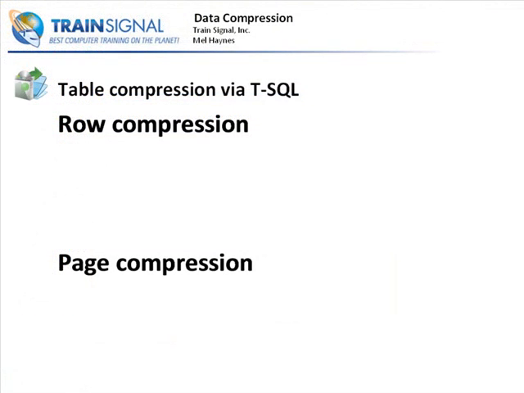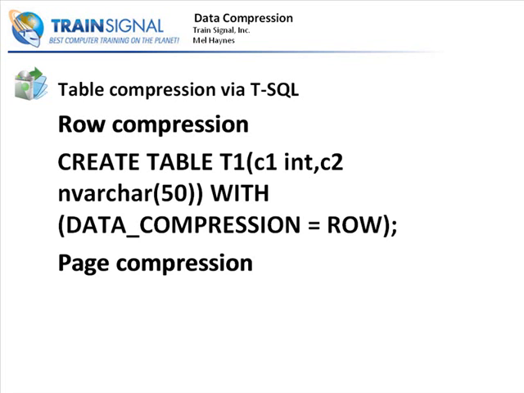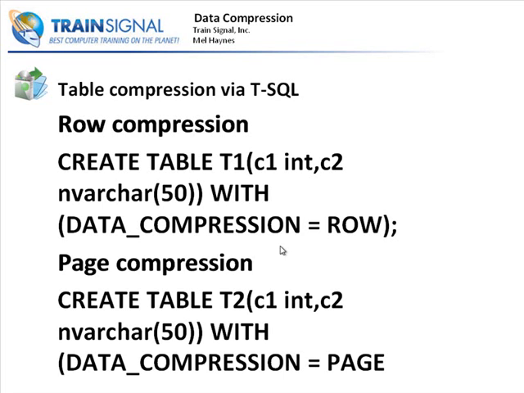Now let's jump into actually doing this. SQL Server, like most Microsoft products, will give you a few different ways to get the job done. T-SQL versus using the GUI. I'm going to show you the T-SQL first. Looking at row compression, create table, you give it a table name, give it some columns, some generic column names here, C1, which is int, C2, which is nvarchar. And then the key thing is the WITH DATA_COMPRESSION = ROW versus WITH DATA_COMPRESSION = PAGE down here. That's what you need to do as a person creating a table.